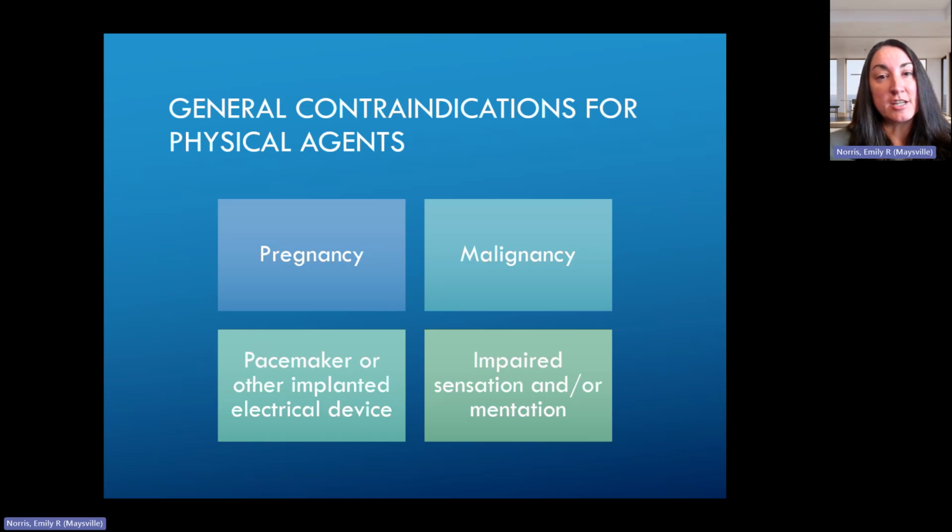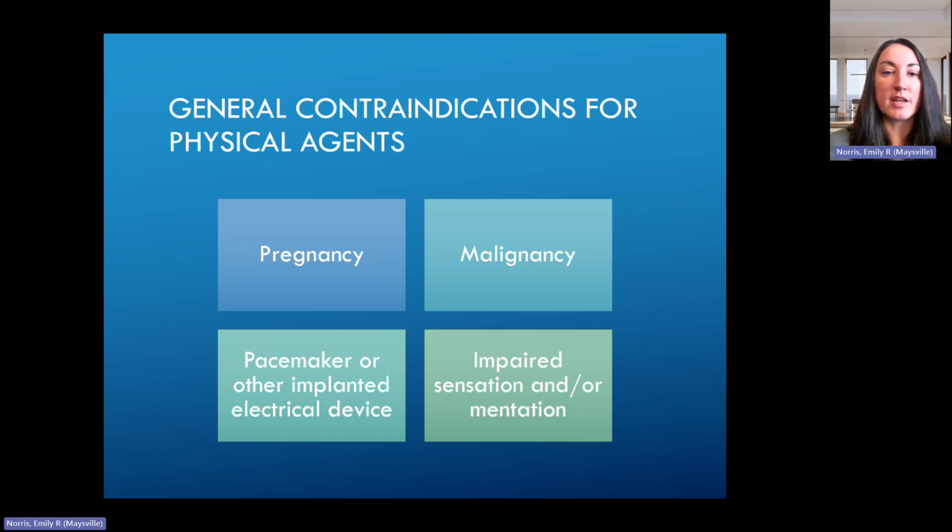Some of the contraindications, just in general, when using physical agents: if somebody is pregnant, has cancer, has a pacemaker or some other implanted device, or if they have impaired sensation and aren't able to tell you how it feels, those are all typically contraindications for modalities in general. So you wouldn't use any of the modalities in most of those cases.